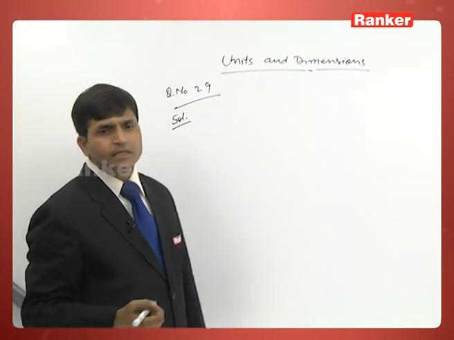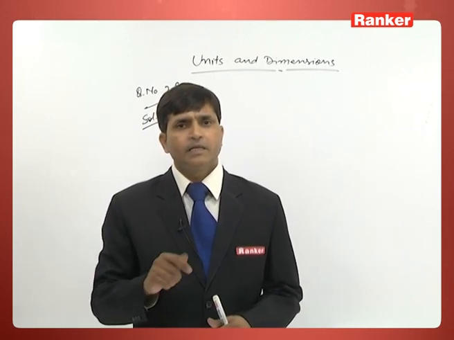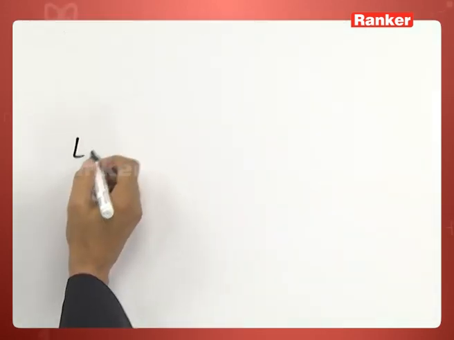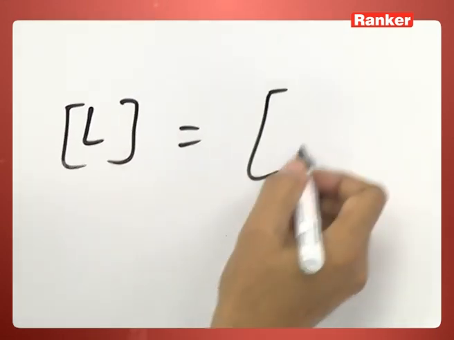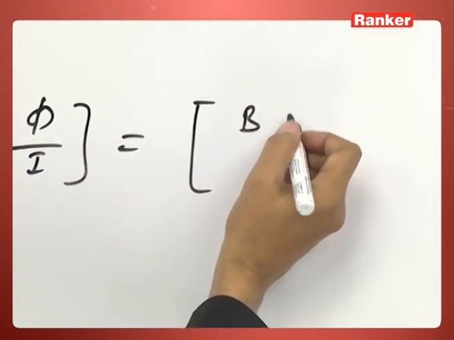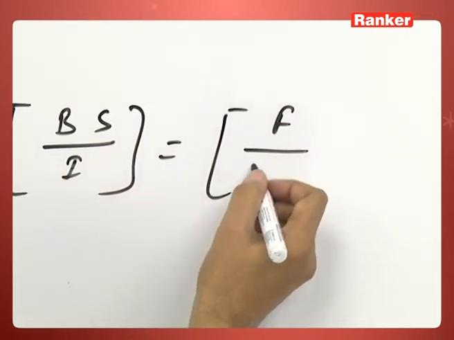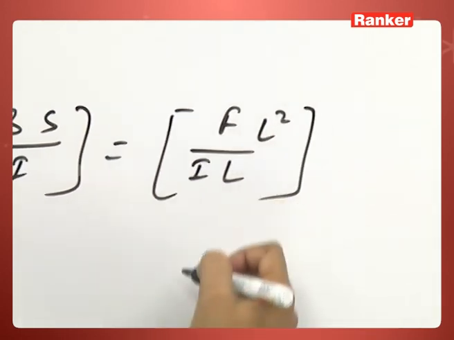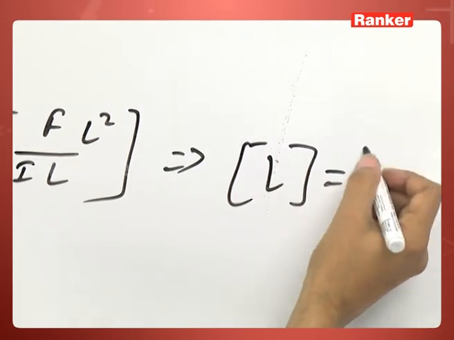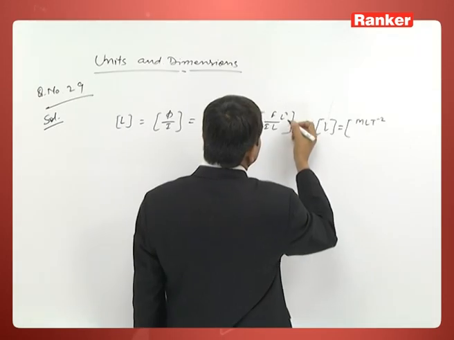Since in all the options we are using LCR, we will first calculate the dimensions of L, C and R. L is the self inductance, that is flux by I. Flux is B into area, divided by I. B we can write as F by I L, into area L square. This is further written as: dimension of L is equal to dimension of force, M L T minus 2, over L square.